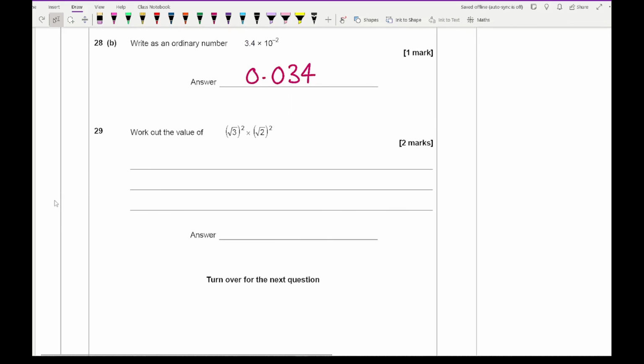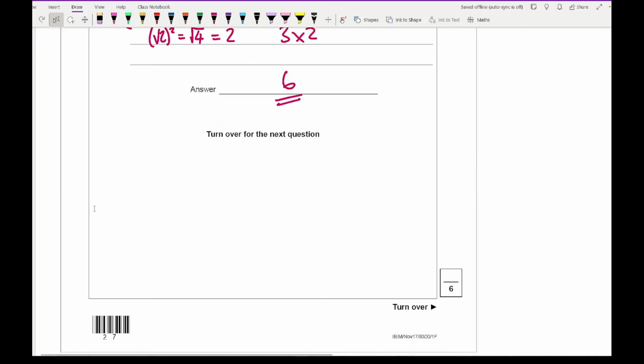Then for question 29, it says work out the value of root 3 squared times root 2 squared. Well, root 3 squared is equal to root 9, which is equal to 3, and root 2 squared is equal to root 4, which is equal to 2. So 3 times 2 is going to give me an answer of 6.